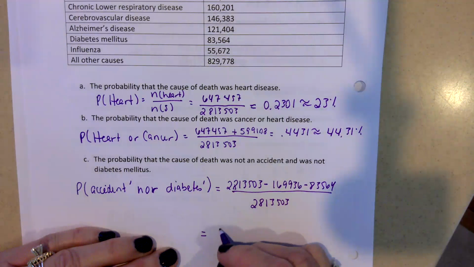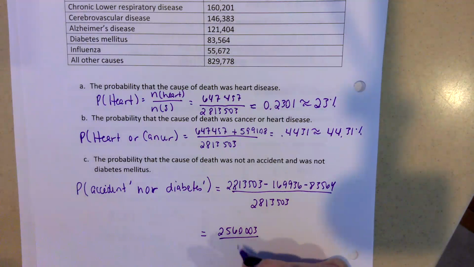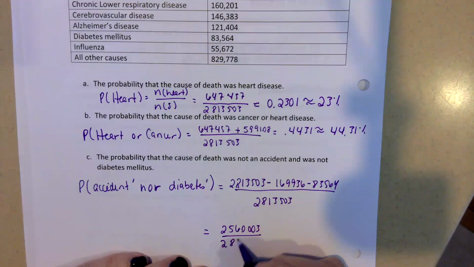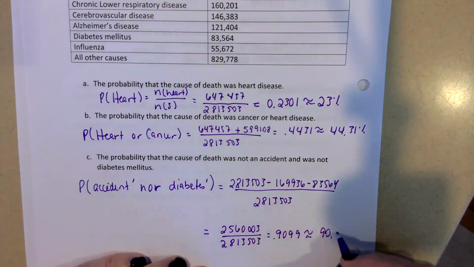So that difference comes out to be 2,560,003 people that did not die of accident nor diabetes out of the 2,813,503. And that comes out to be 0.9099, or approximately 90.99%.